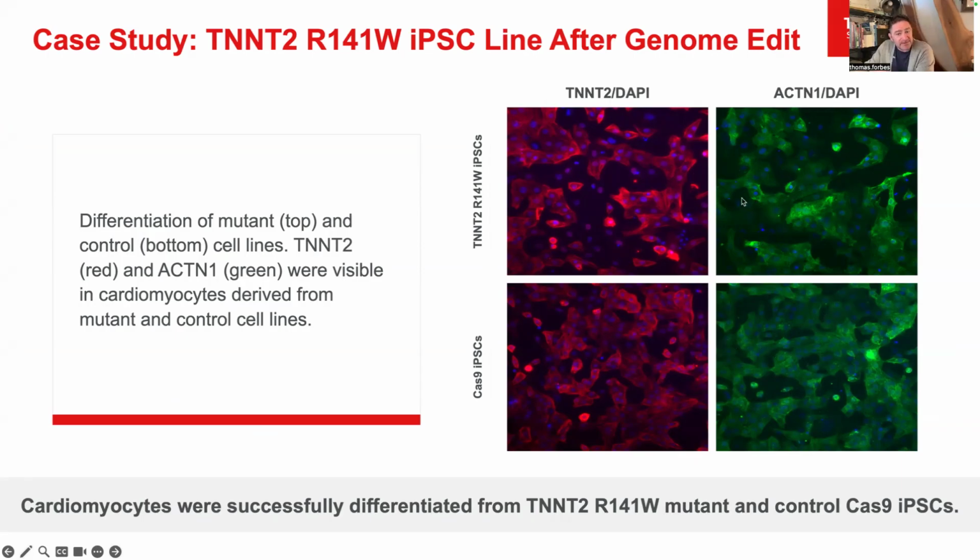at the top, staining appropriately for troponin T2 in red and actinin in green, both of which are structural proteins and essential components of what will be the contractile apparatus in cardiomyocyte cells. So this basically indicated successful differentiation of cardiomyocytes from the troponin T2 mutant line and the Cas9 control iPSCs.